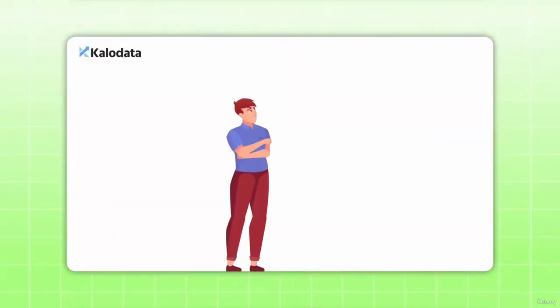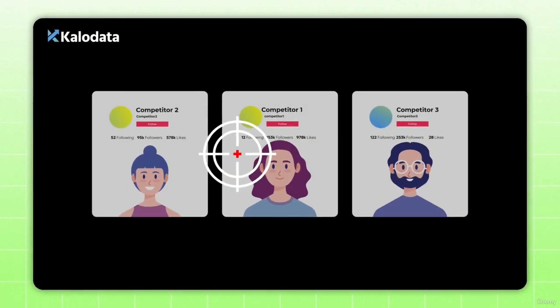With Colidata, you're not guessing anymore. You've now got a sniper rifle aimed directly at your top competitors, and what's best is they don't even know it.